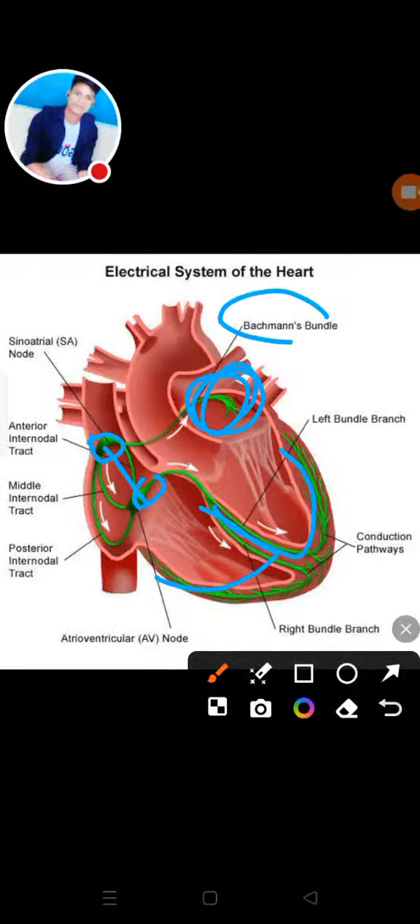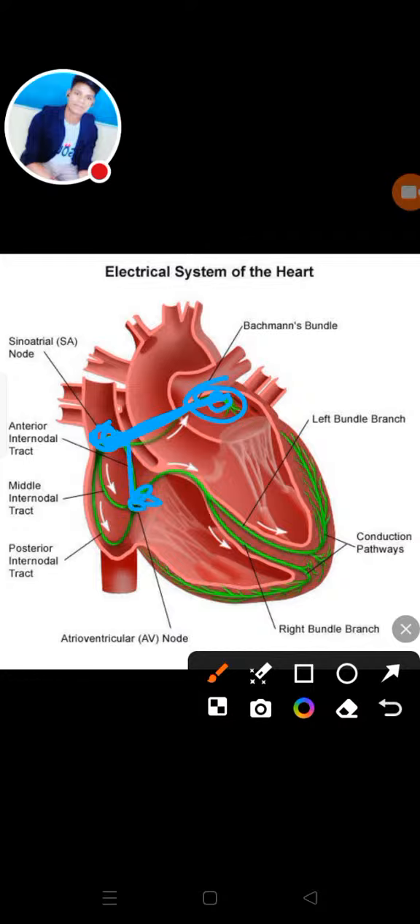See the mention of Bachmann bundles. It means that from the SA node, the Bachmann bundle separates in another way, and it is the nearest to the SA node. The SA node starts the impulses. After that it is transferred to the AV node, and through the bundle of His it goes all over the heart. So this is a long distance from the SA node, so here we will be getting a smaller amount of impulses, right?